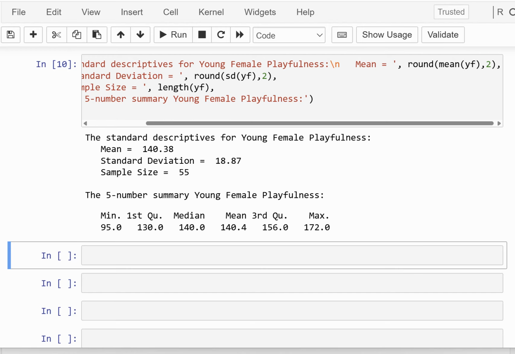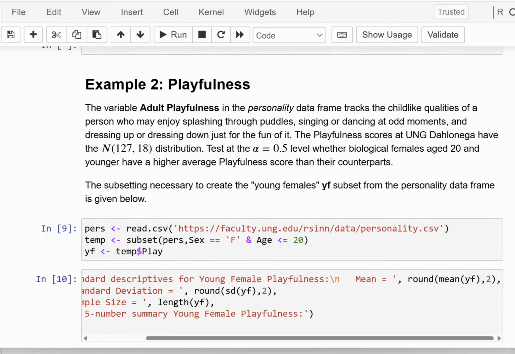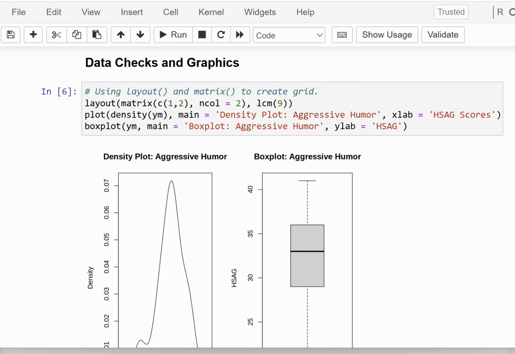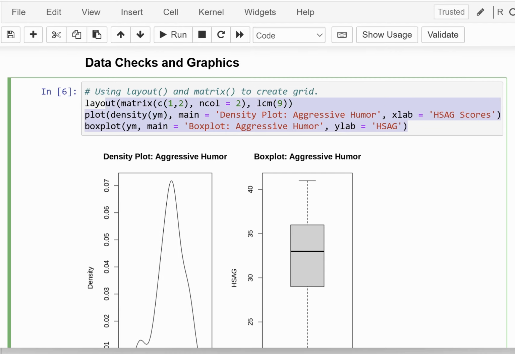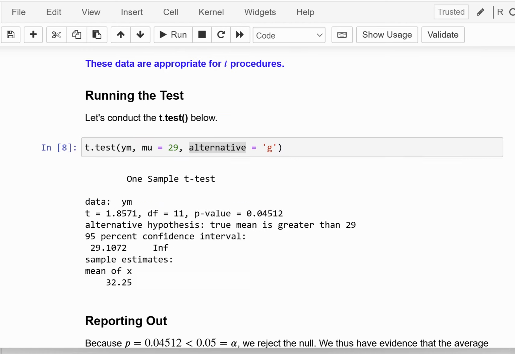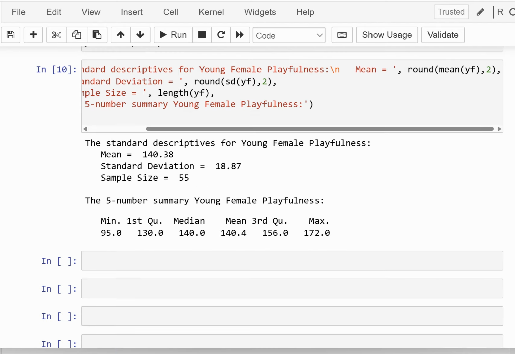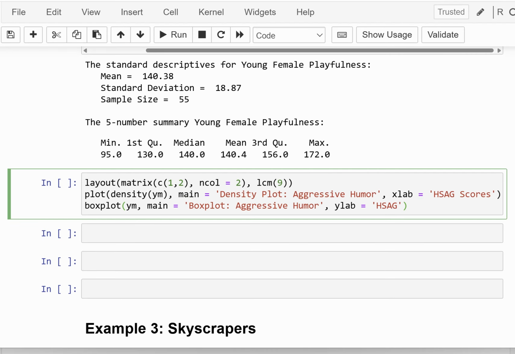Okay, so what am I going to do? I'm going to do the same graphics, and I'm going to grab this Y because it has a nice grid. I like the grid. I don't want to type it all up again. So I'm just going to copy it down here. Cha-ching. But now we're pointing at YF. And this is box plot playfulness.